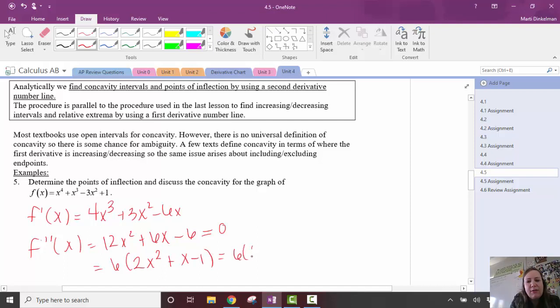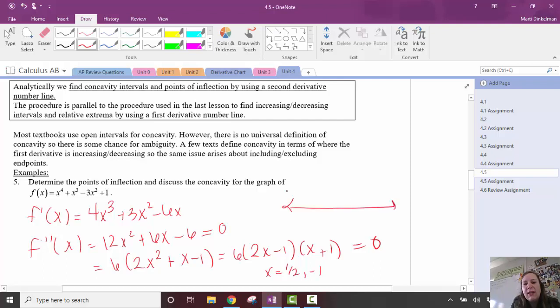And let's see here if I can guess and check. I'm going to say it's x plus 1 times x minus 1/2. Let's make sure that if I FOIL that makes sense. I believe it does. So we're going to get x equals 1/2 and negative 1. So just like last lesson, we're going to analyze. Again, let's make sure that we label this, especially now that we know we're going to analyze in different ways. We need to let the grader know what we're analyzing. And it's also helpful for us to know what we're analyzing.